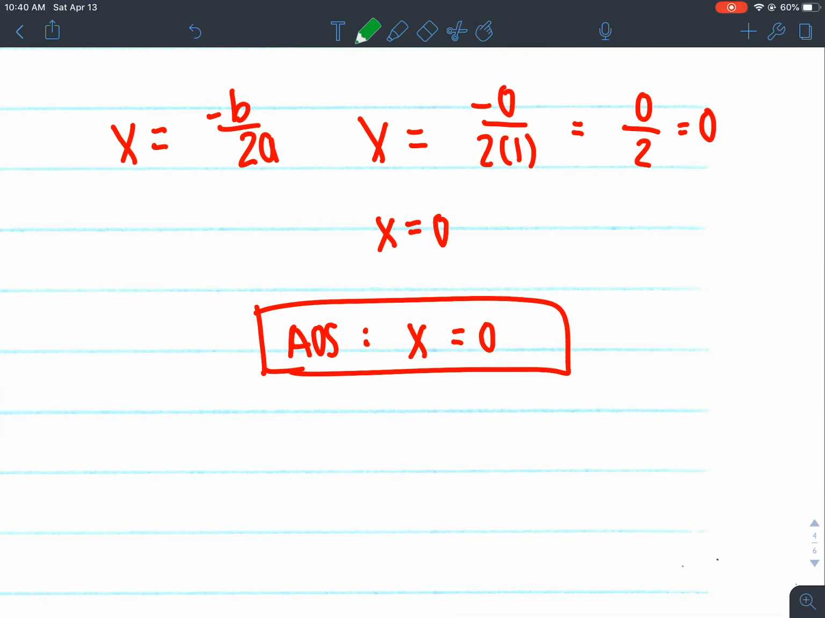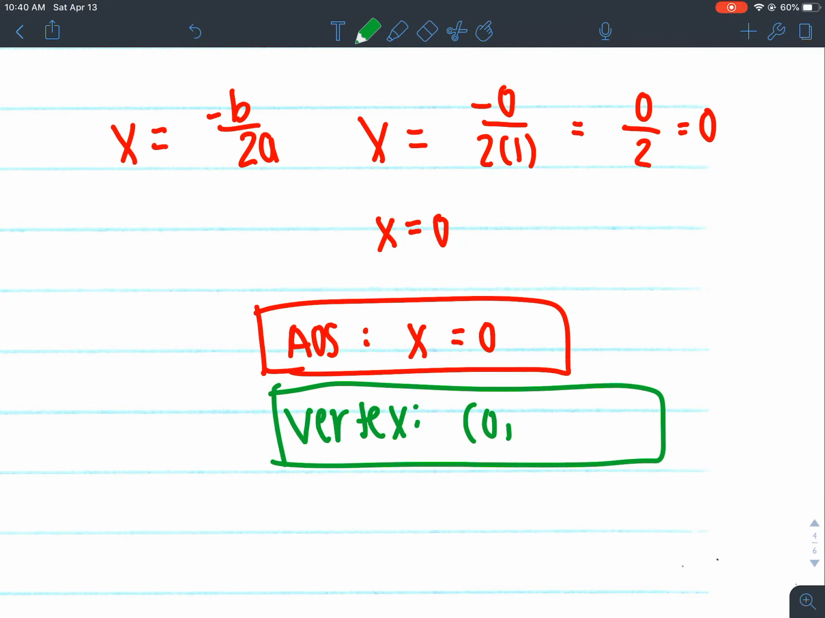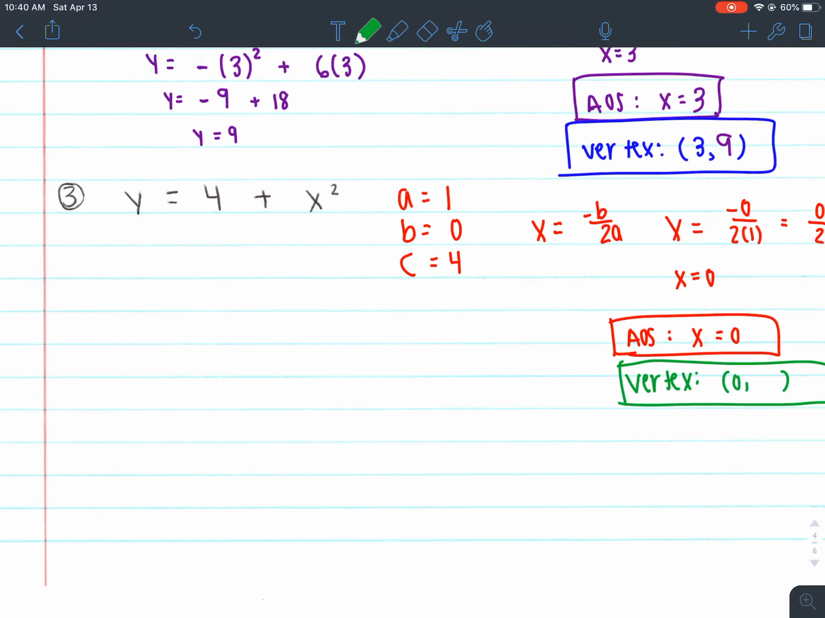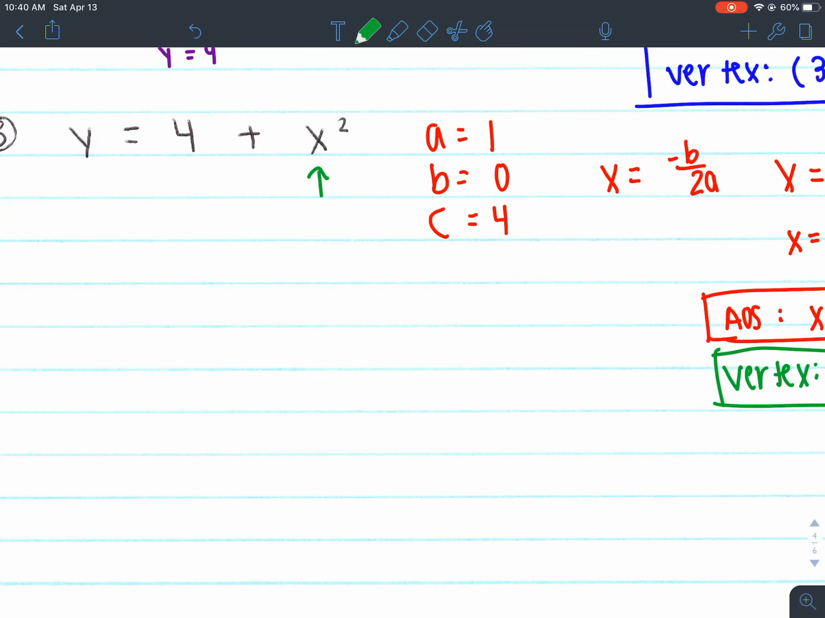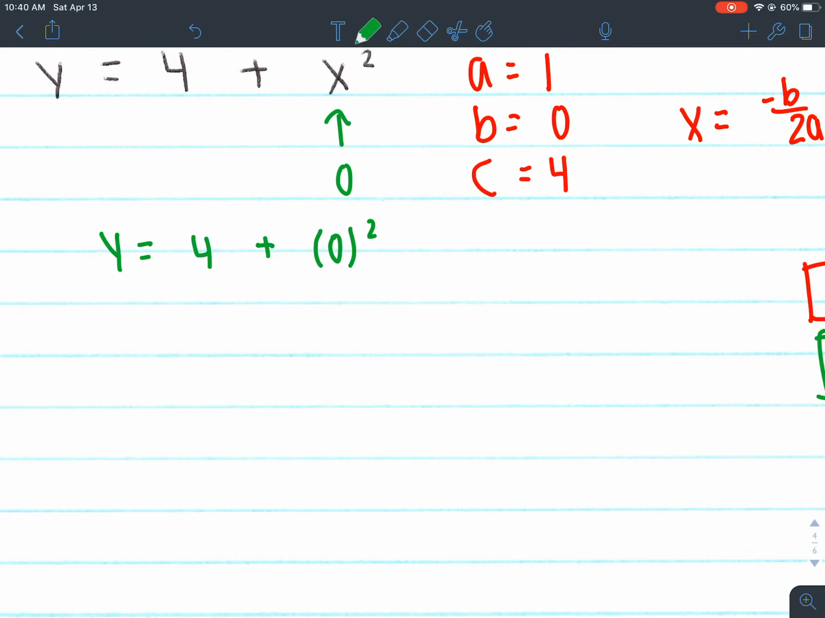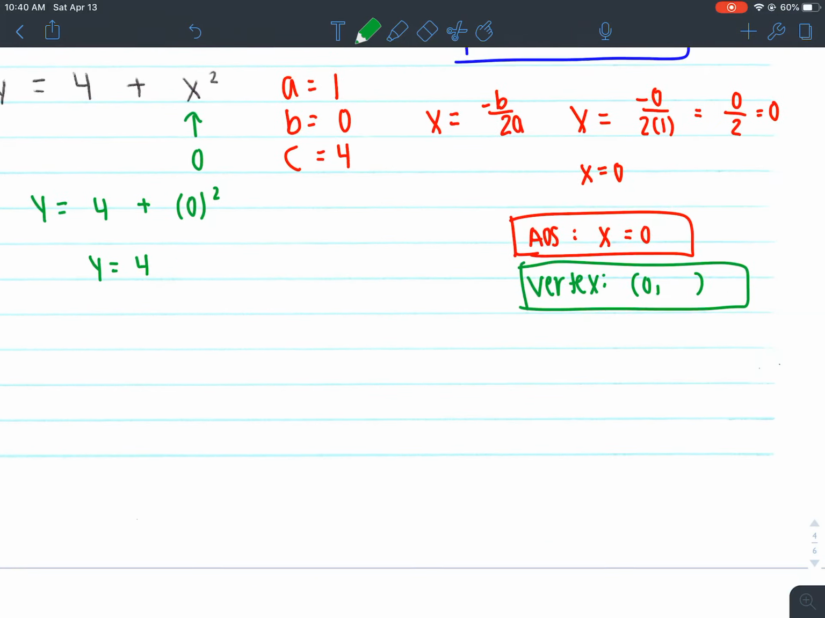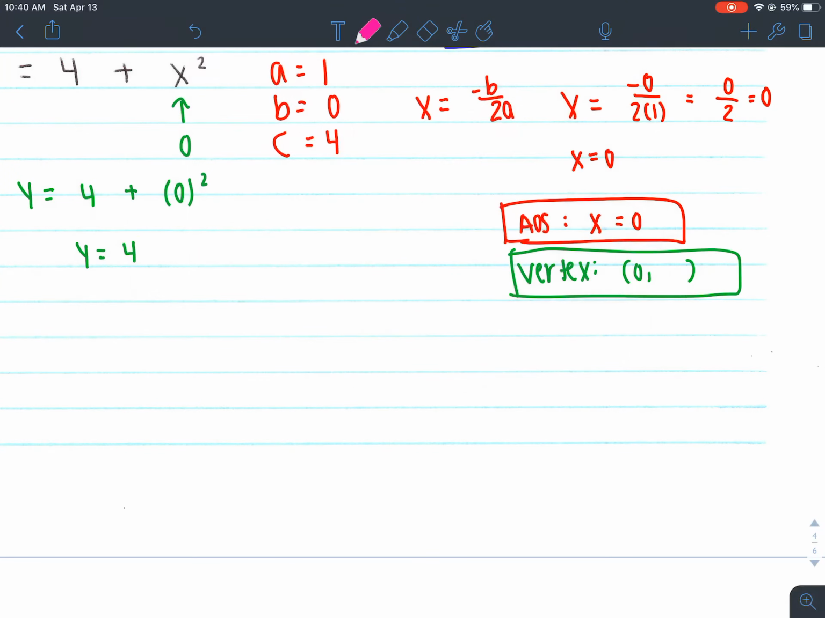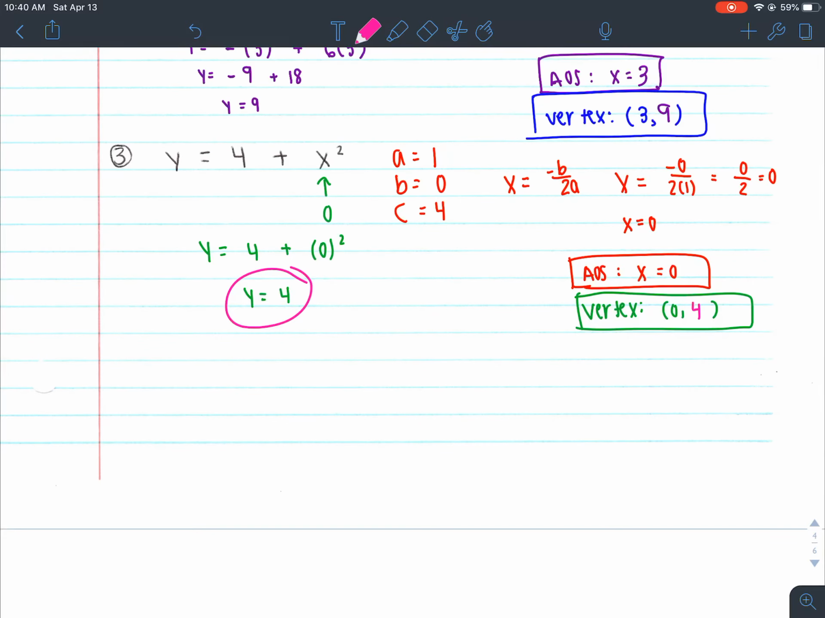Moving on, let's do the vertex. We know that our x value is already going to be 0, and we need to solve for our y value. Plug in a 0 anywhere you see an x. So 0 there. So I have y equals 4 plus 0 squared. So that's just going to be y equals 4, because 0 squared is just 0. So I know that my y value is going to be 4. So 0, 4 is my vertex.